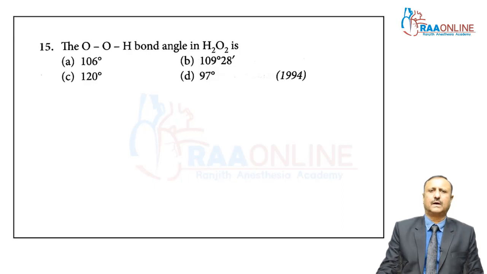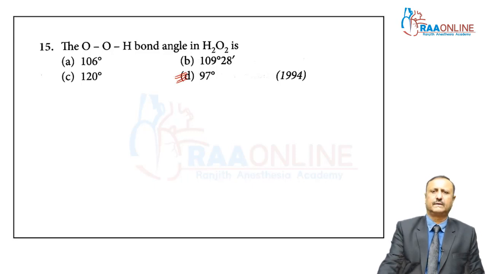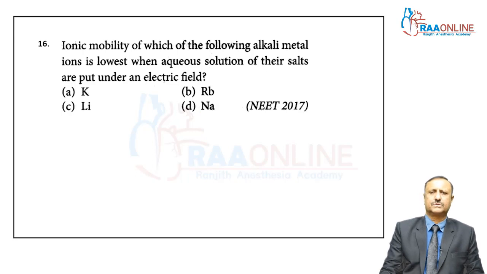The OOH bond angle in H2O2 is, here my dear students, you can see the bond angle directly, that is 97 degree. The bond angle present in H2O2 is an open book structure, and in this open structure, 97 degree is the bond angle. Now, we can go to question number 16.